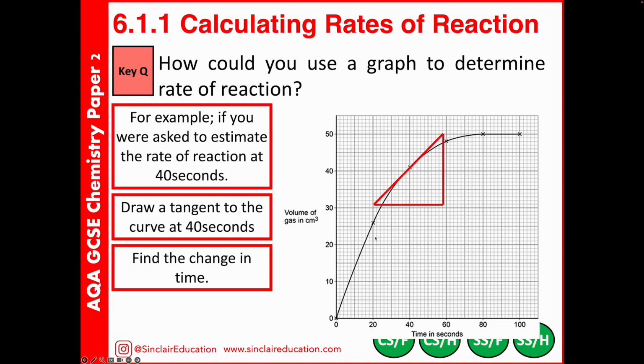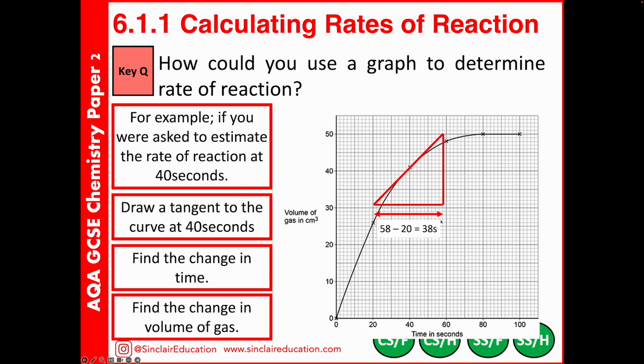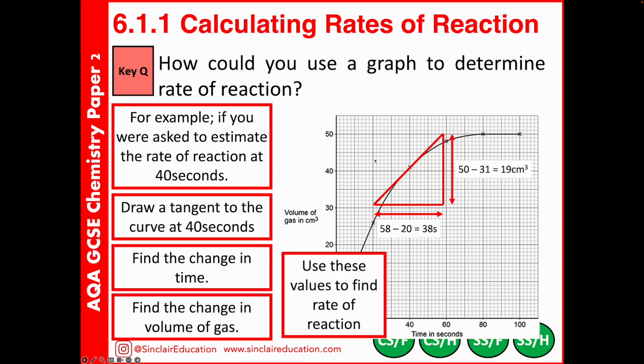We then find our change in y and our change in x. So my time difference was 38 seconds for my tangent, and my volume was a change of 19 centimetres cubed. My rate would be my change in y over change in x. So here my change in y was 19, my change in x was 38. I've got a rate at this point of 0.5 centimetres cubed.